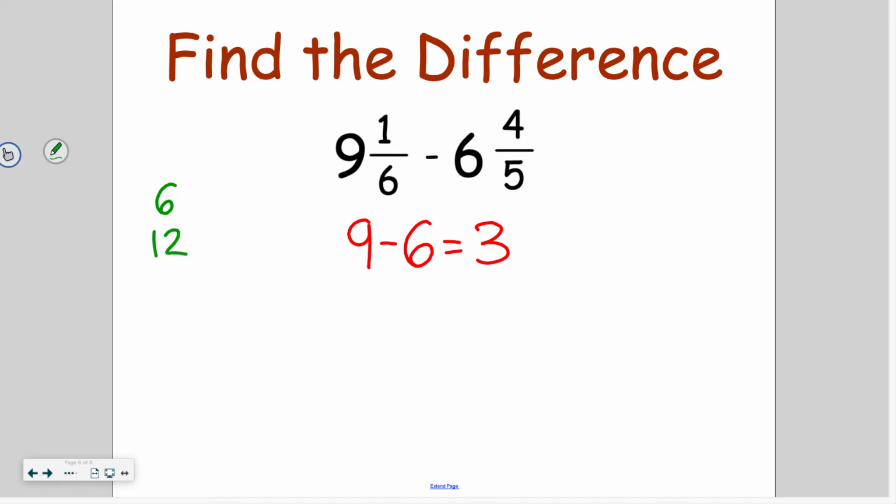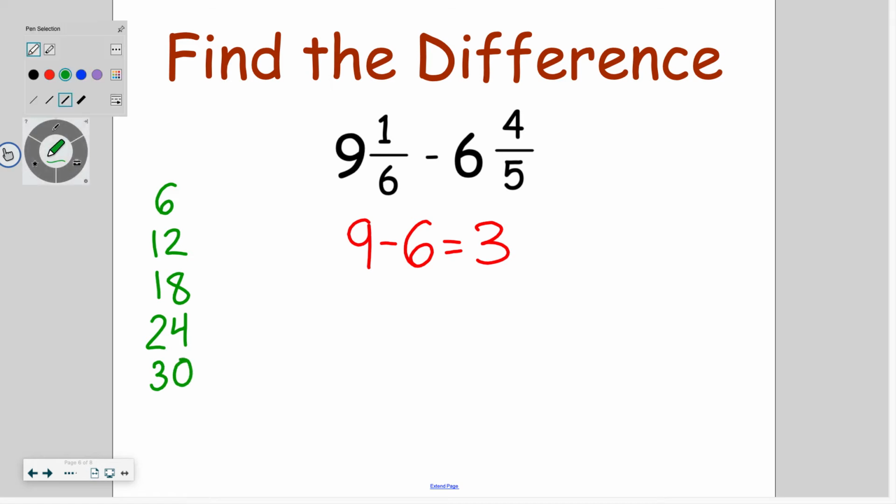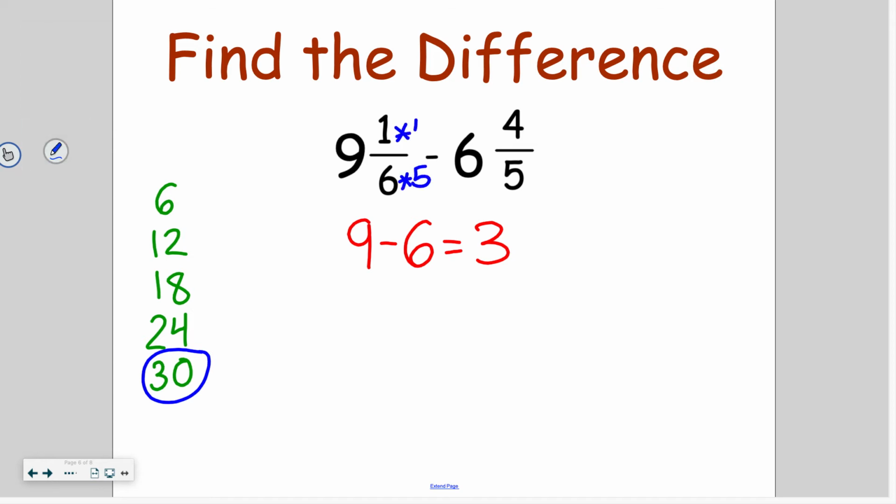6 times 2 is 12. Still can't divide by 5. 6 times 3 is 18. Can't divide by 5. 6 times 4 is 24. Can't divide by 5. 6 times 5 is 30. We definitely can divide that by 5. So 30 is going to be our common denominator. When I do 6 times 5, I get 30. So my numerator is going to be 5 out of 30.